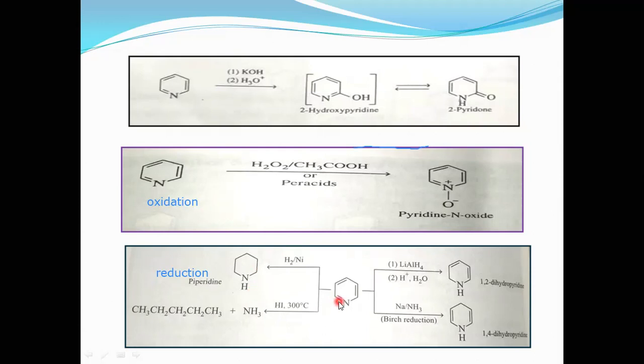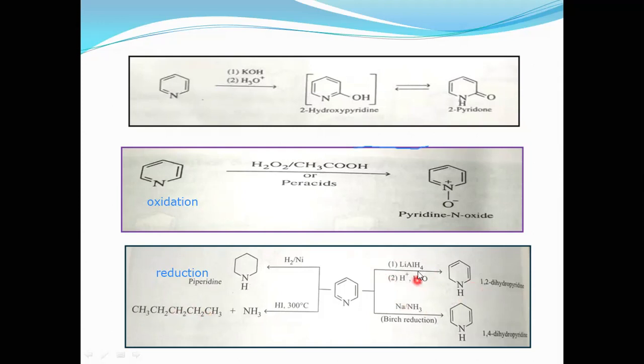It also undergoes reduction in the presence of hydrogen iodide. We can get the bond broken at this 2 position, and we can get pentane, normal pentane, and ammonia as the product.